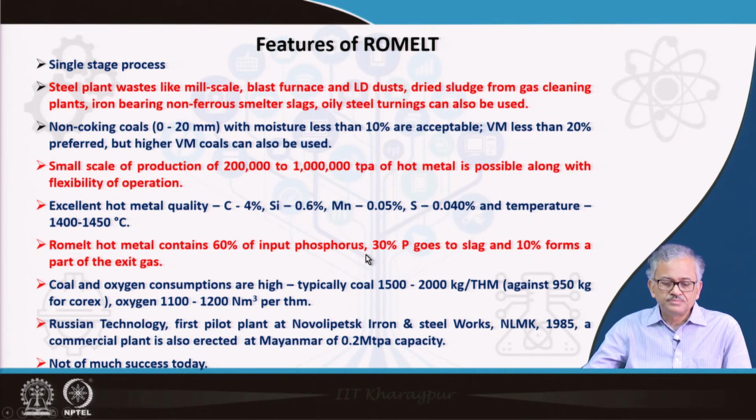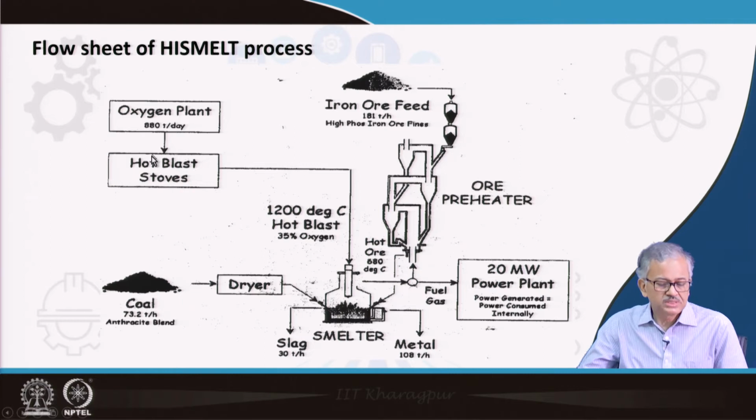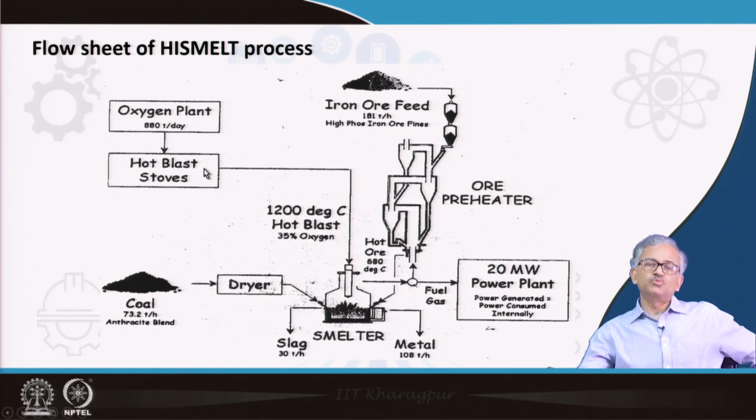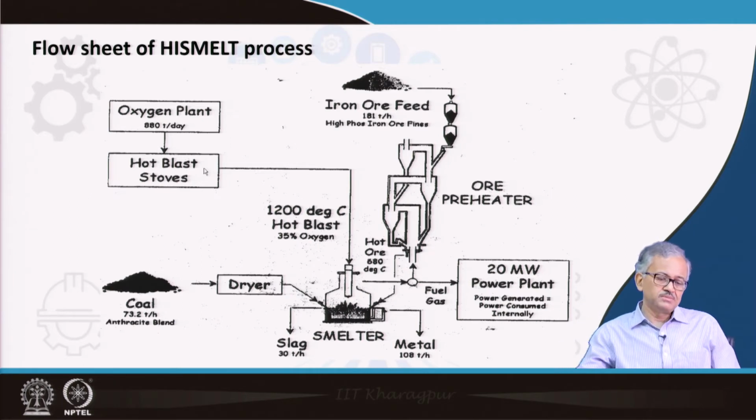Okay. So now I am coming to another single stage process, called the HIsmelt process. What is that? In the HIsmelt process, the unique thing you can find is that most of the SR processes use pure oxygen at room temperature, and the HIsmelt process uses hot blast, that is the preheated air blast, oxygen enriched air blast. Okay, preheated oxygen enriched air blast.